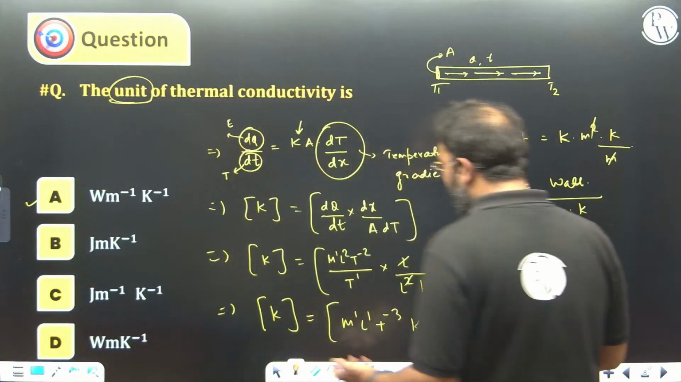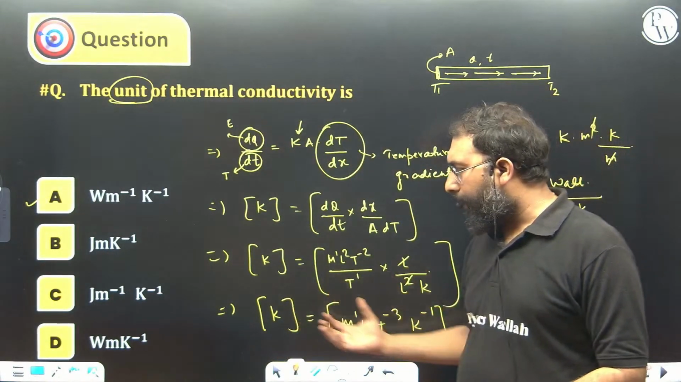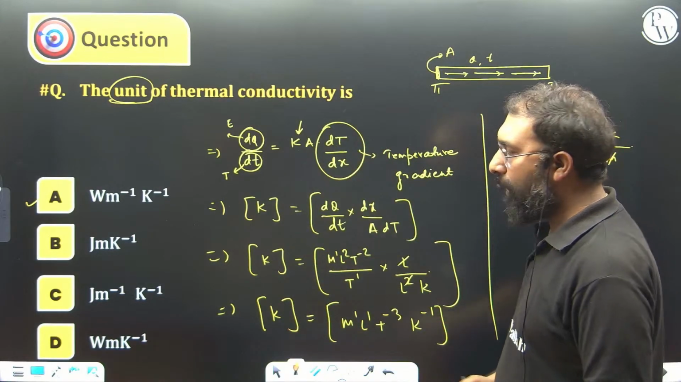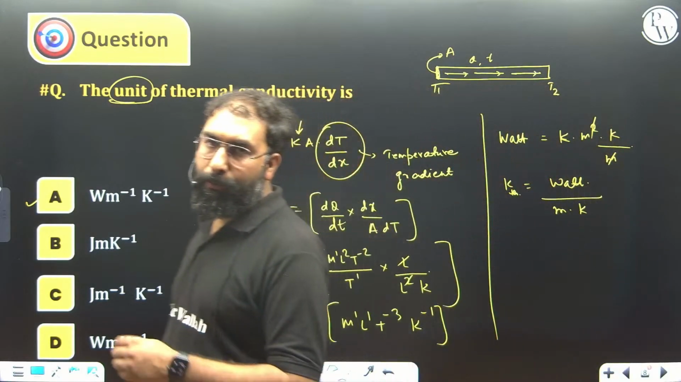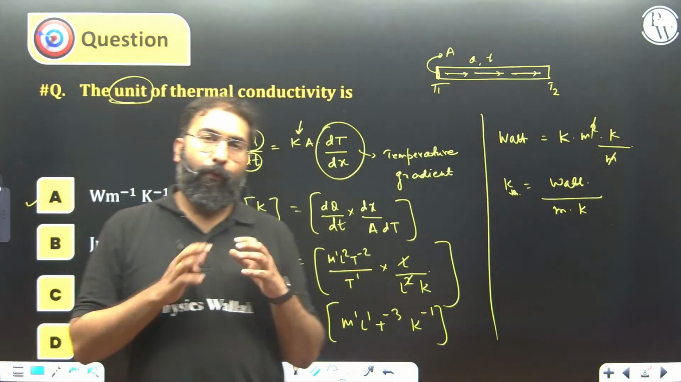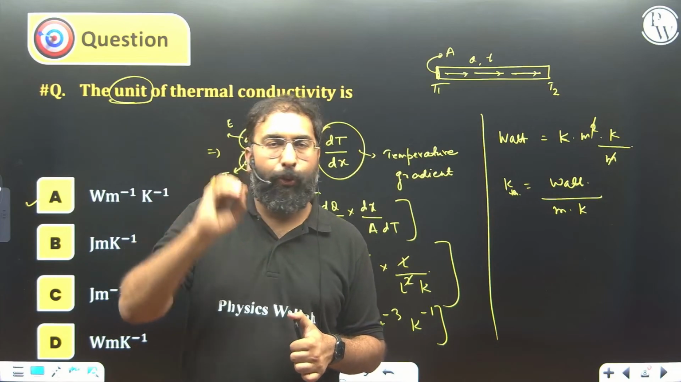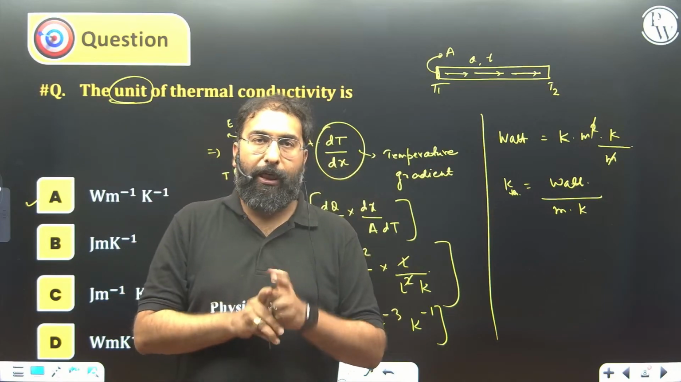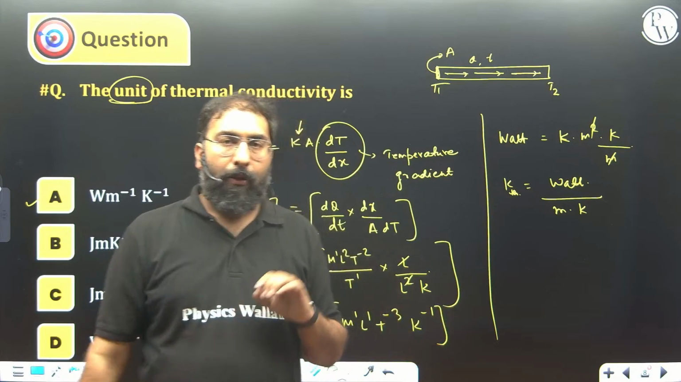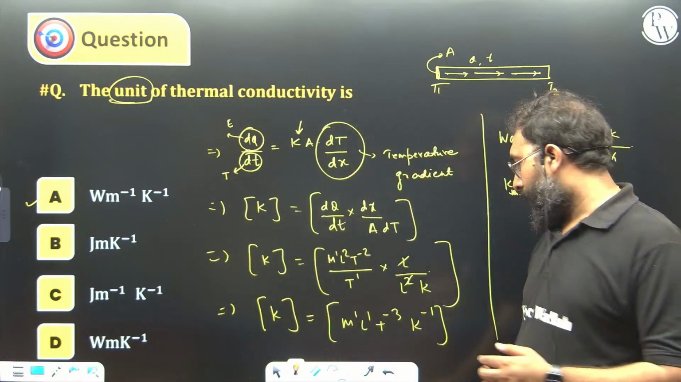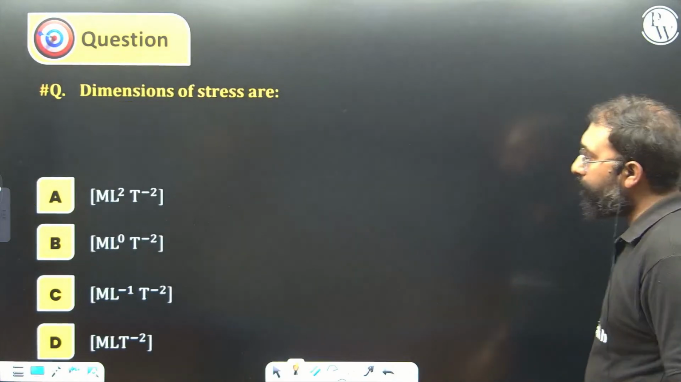So I have written both the things. I have written the unit, I have written the dimension also. So this is how we can proceed with this type of questions. As I told you in the starting itself, whenever we have to write down the dimension, we have to write down the unit. You just need to remember any one formula for that particular physical quantity, and then you can proceed like this. Okay. So coming to the next question.